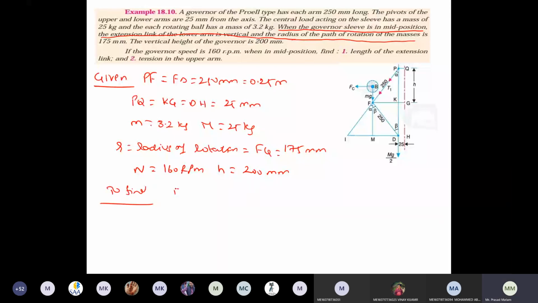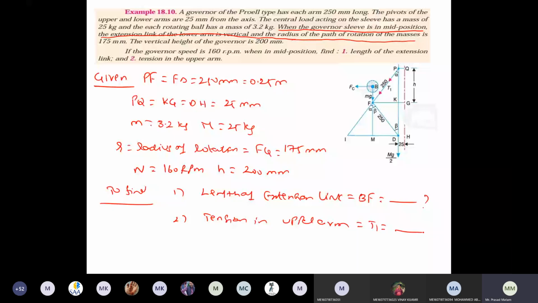To find, two parameters are unknown here. One is the length of the extension link, that is, we need to find the BF value. Similarly, tension in the upper arm, that is equal to T1. In terms of newtons you will get this, and the length will be in meters, you can write the answer. So shall we start? Okay, let me go to one more slide.